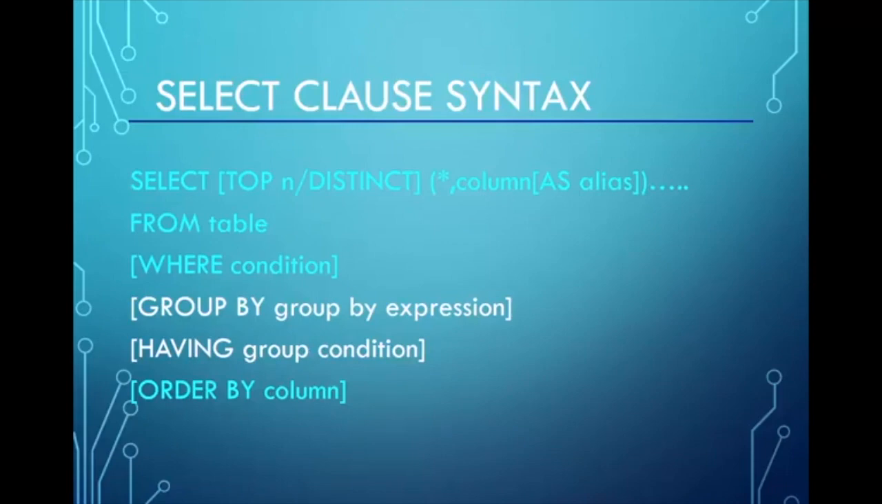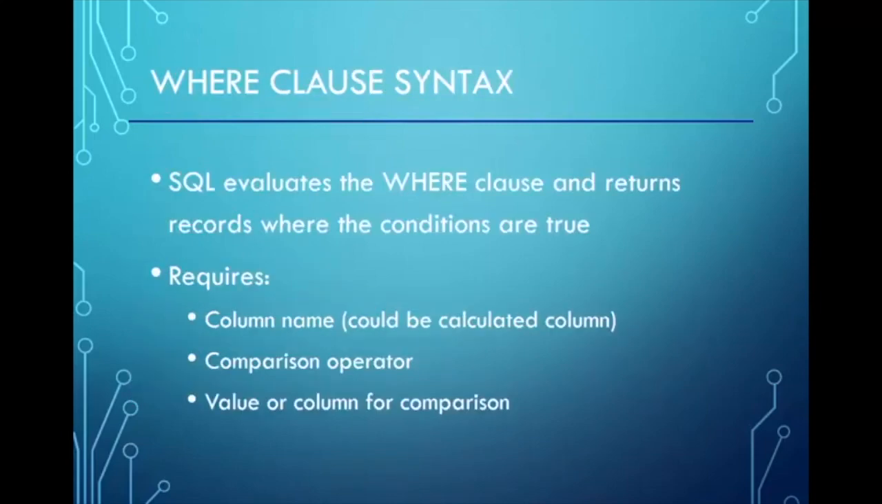Where comes after the from clause and before the order by clause. The where clause is optional, as is the order by clause. In the where clause, SQL evaluates the conditions and returns records where they are all true. For a simple condition comparison, we need a column name, something to compare against, some type of comparison, and then something to compare to. This is easier to show than it is to explain.